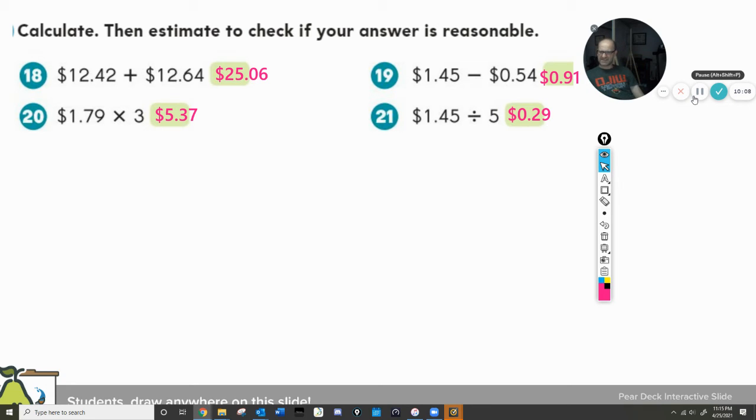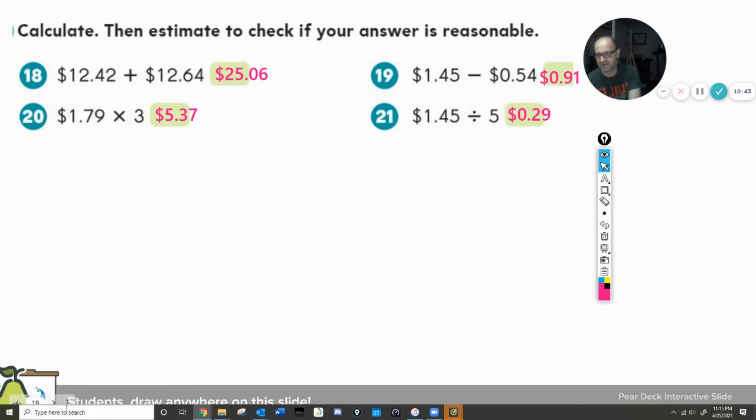All right, at the top one, I'd have rounded that to 12 4/10 plus 12 6/10 to get 25. The next one, I'd have done 1 5/10 or $1.50 minus 50 cents. That would have given me about $1, so not too bad. The next one, I'd have done 1 8/10 times 3, which would have given me $5.40. Pretty good. And the last one, I'd have done $1.50 divided by 5, which would have given me 30 cents. So those are all reasonable answers.